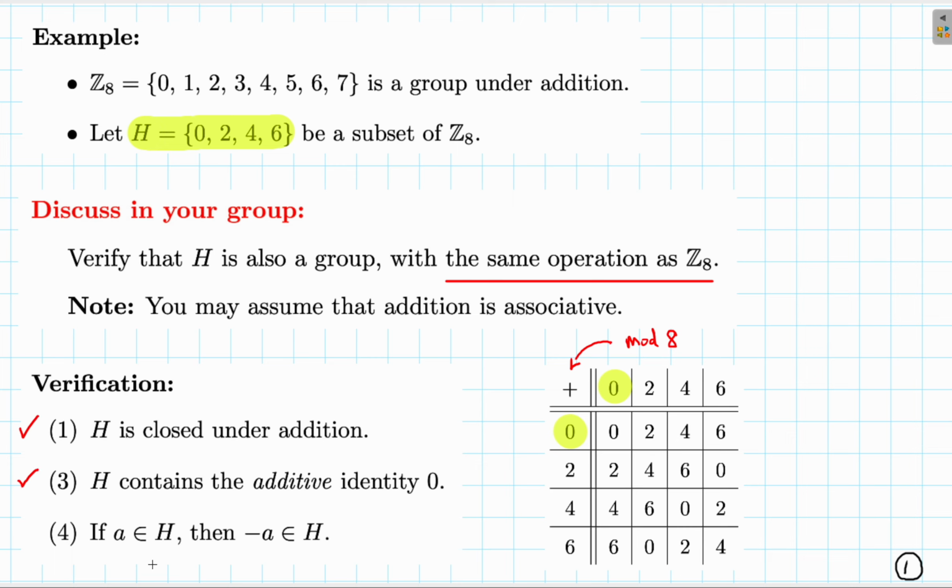And then every element of H has an additive inverse that's also in H. So it's very self-contained. So 0 is a self-inverse right here. I'll mark the identity elements. 4 is also a self-inverse. And then 2 and 6 form an inverse pair. And again, everything is self-contained. If an element A is in H, then its additive inverse is also in H. And therefore, H is not only a subset of Z8, but it's also a group on its own, using the same operation as Z8.